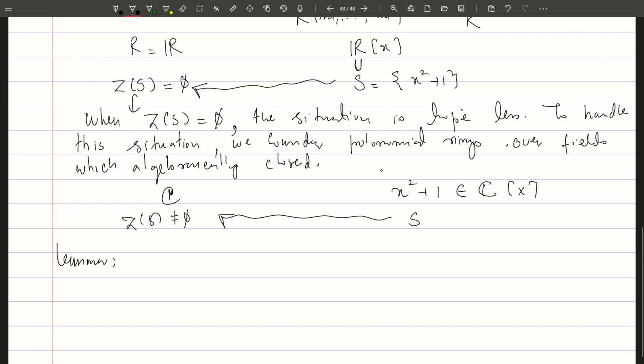So let S be any subset of polynomials in the polynomial ring in n variables, such that the zero set of S is non-empty. Then there does not exist a finite subset of this set S which generates 1.